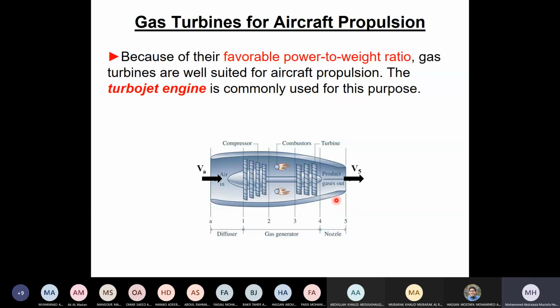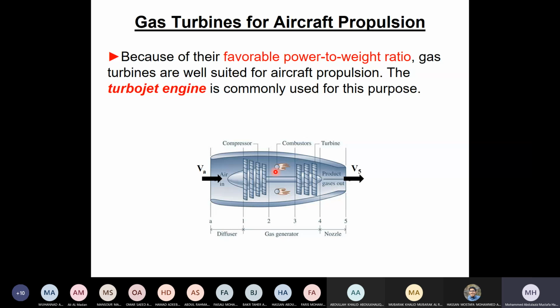We have already studied this part, which is the compressor, combustor, and turbine, and we deal with it exactly the same as before: how to get the properties, how to get the temperatures. Now we're just adding the diffuser and a nozzle. Of course, the nozzle is essential here because it will give us the thrust, or the high velocity, to move the engine. We are concerned about two things here.